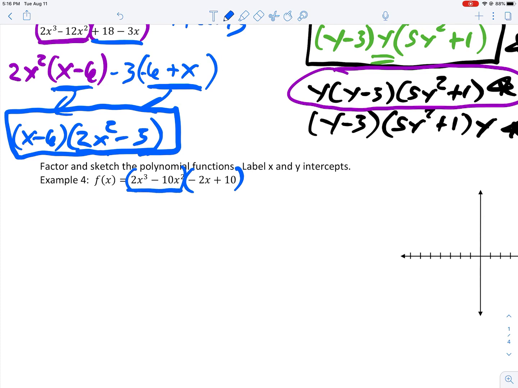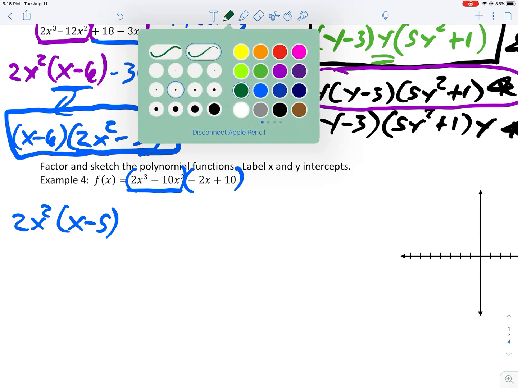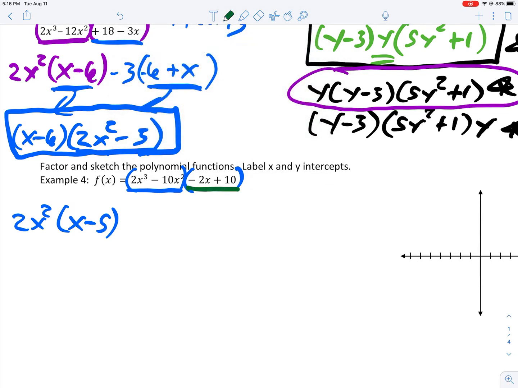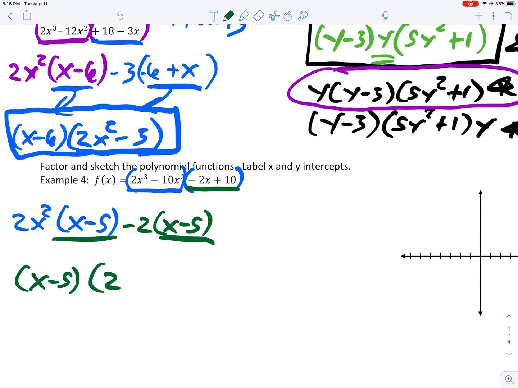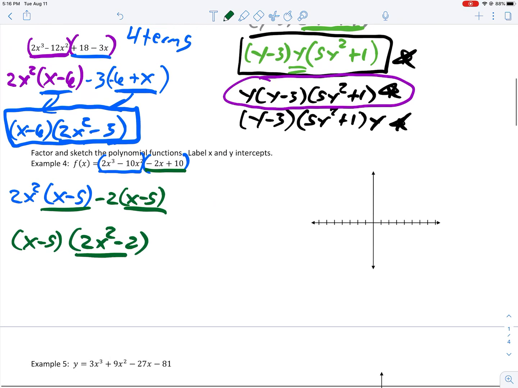There's a GCF of 2x squared, so this would give you an x minus 5. Take a GCF from the second 2, right? I'll do minus 2. That'll give me x minus 5. Now I have a common factor. So factor out x minus 5. You'd have 2x squared minus 2 would be left. However, 2x squared minus 2 has a GCF of 2.